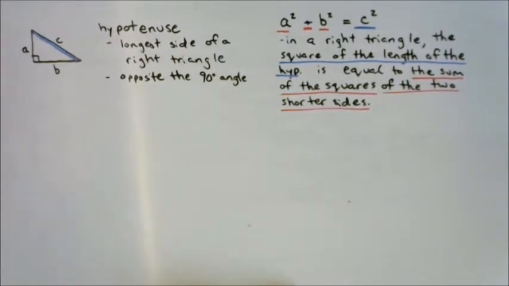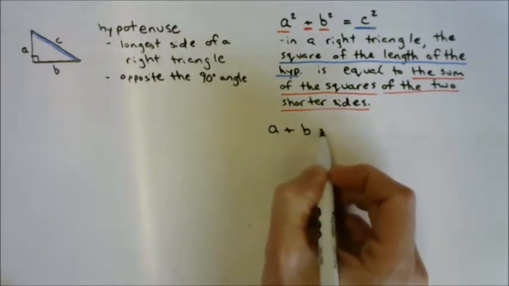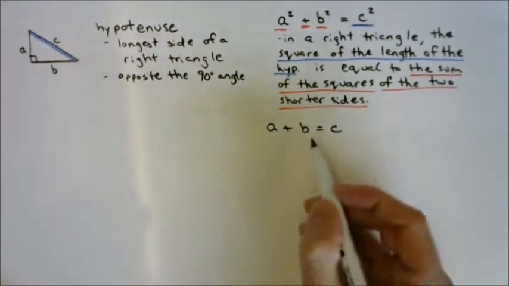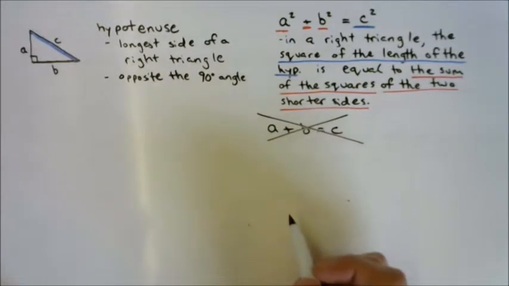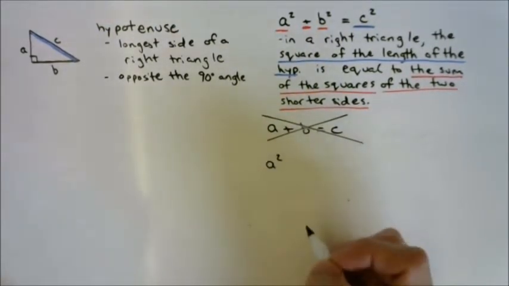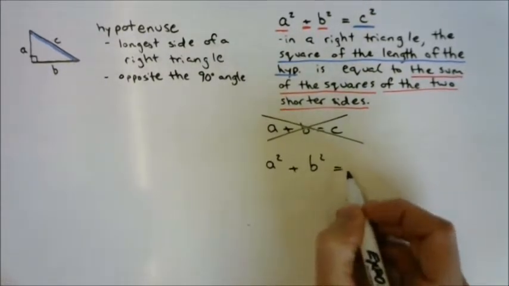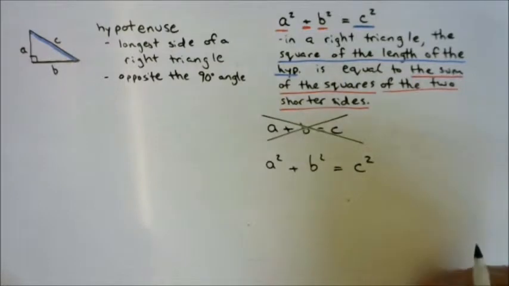Wait, so are you saying the length of A and the length of B are equal to the length of C? No, I'm not saying that. I'm saying that this is not true. Okay? It does not say that. Because of order of operations, you have to first square A, square B, add them together, and that will equal the square of C.